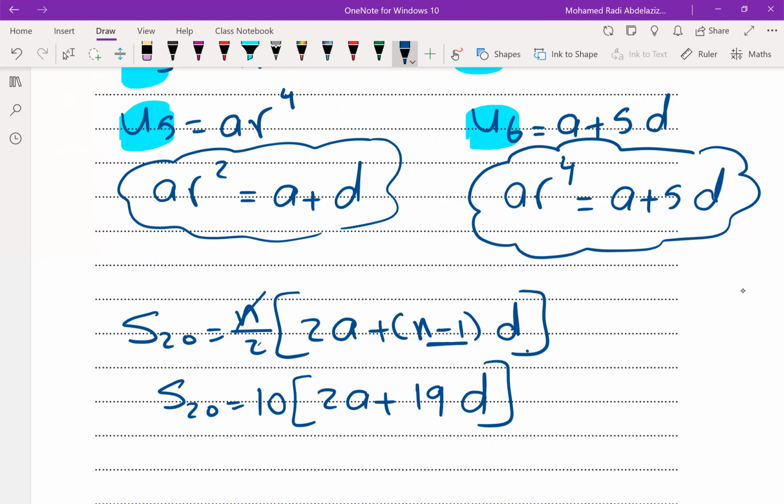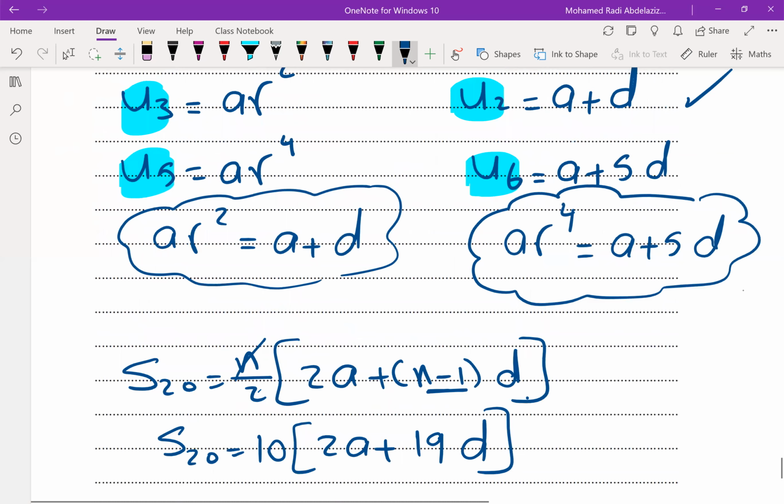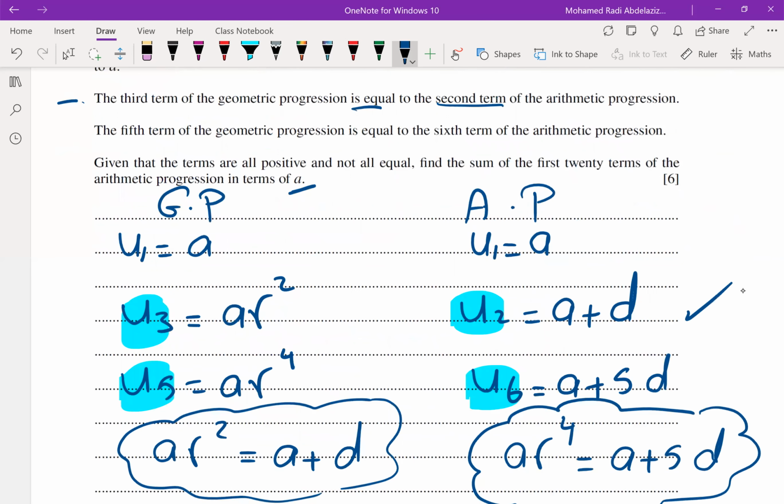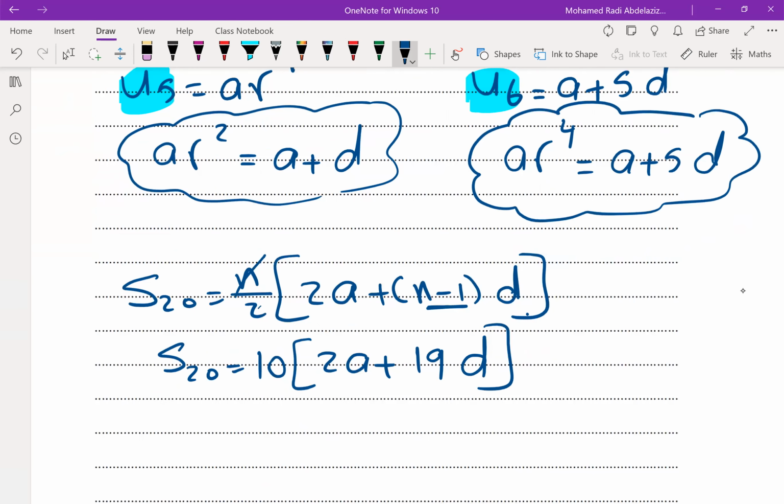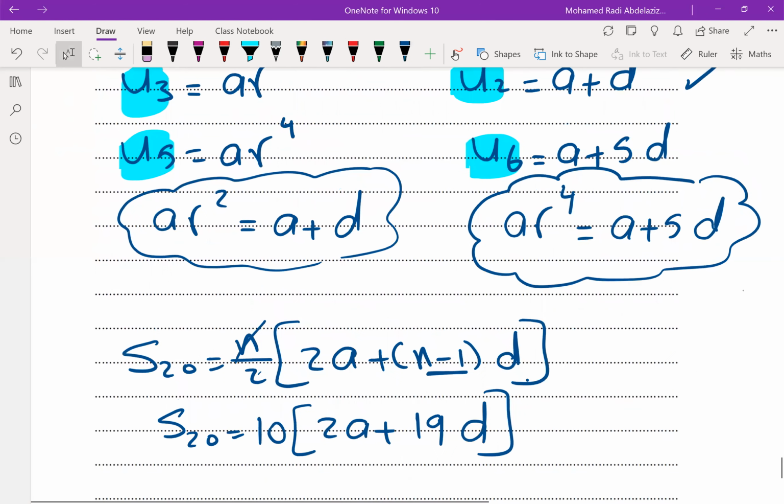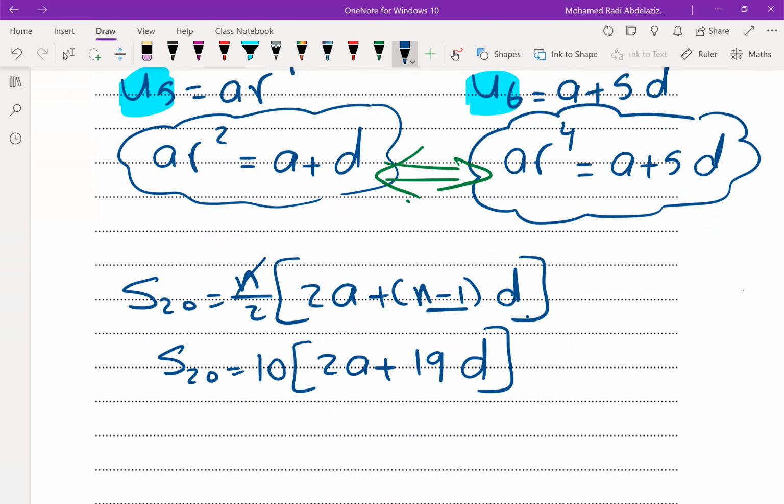He asked to get this in the form of what? In the form of A. So you have to get a relation between A and D. How to get the relation between A and D? By looking at these two equations. Try to remove R and get a relation between A and D. From this equation, you can get R squared and substitute in this equation after squaring it again to be R to the power of 4.